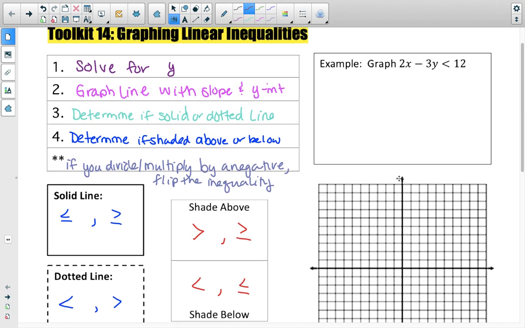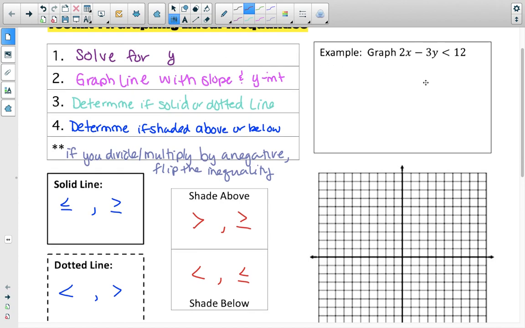So we're going to do an example over here. First step is to solve for y, the same way we would always solve for y if we were doing linear equations. So our first step, as always, is to isolate the y. SADMET, we're going to add or subtract away. The 3 is multiplied, the 2x is added. So we want to subtract the 2x from both sides. So we'll have negative 3y is less than 12 minus 2x.